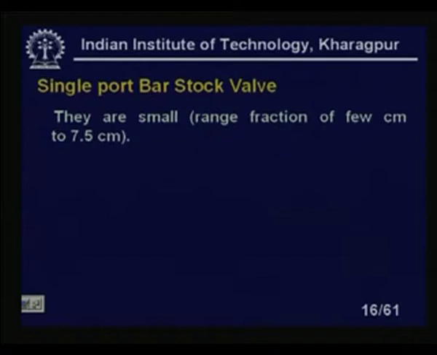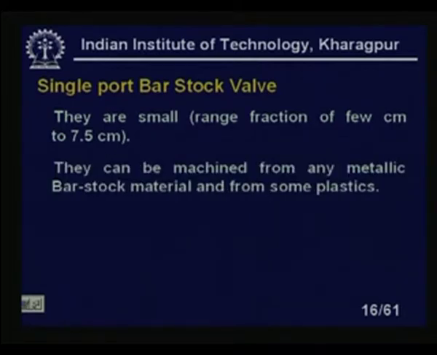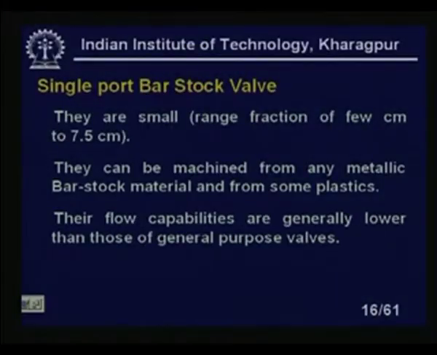Single port bar stock valves are small, ranging from a few centimeters to 7.5 centimeters, and they can be machined from any metallic bar stock material and from some plastics. Their flow capabilities are generally lower than those of the general purpose valve. They are not for high capacities, as in the case of conventional globe valves, but for low capacity.